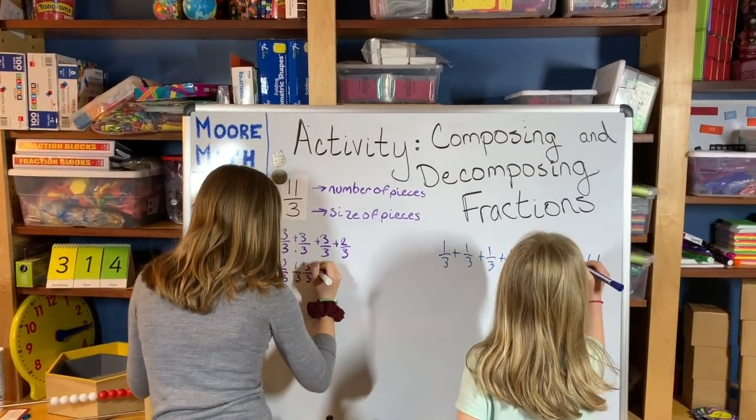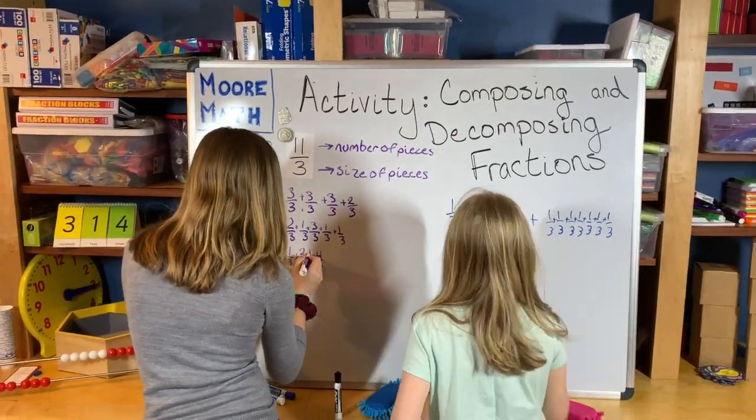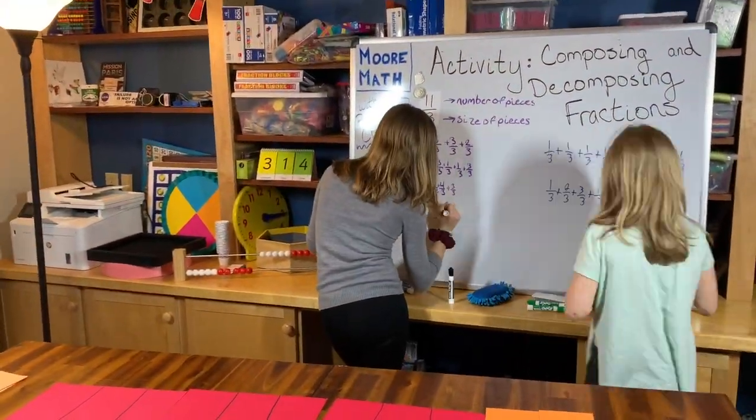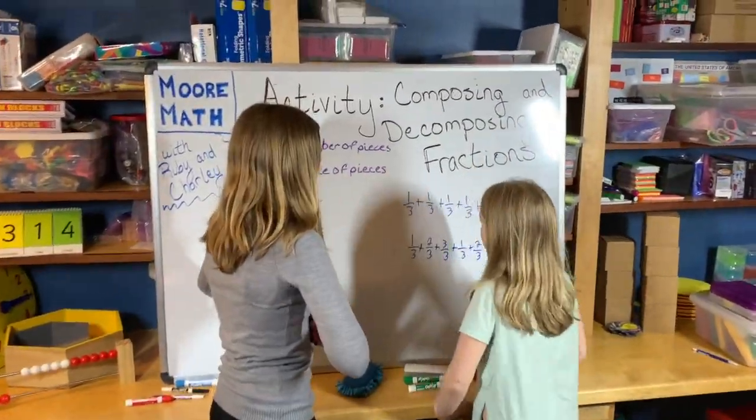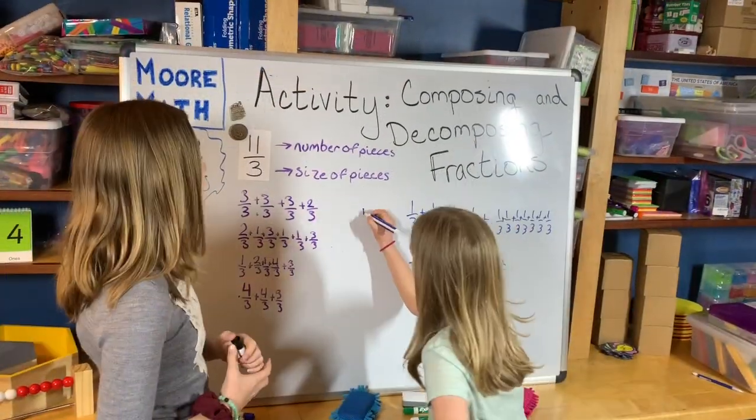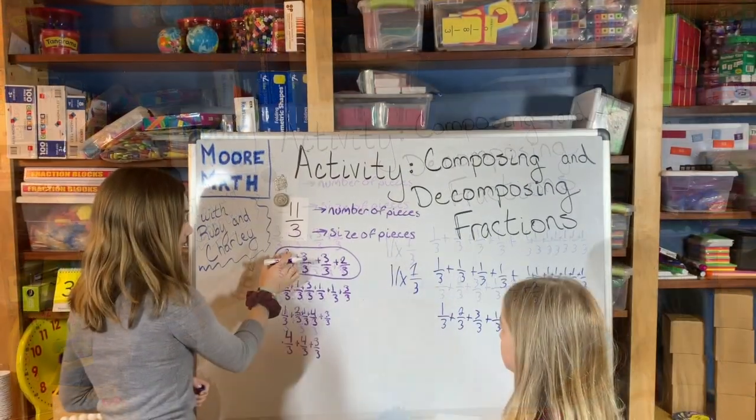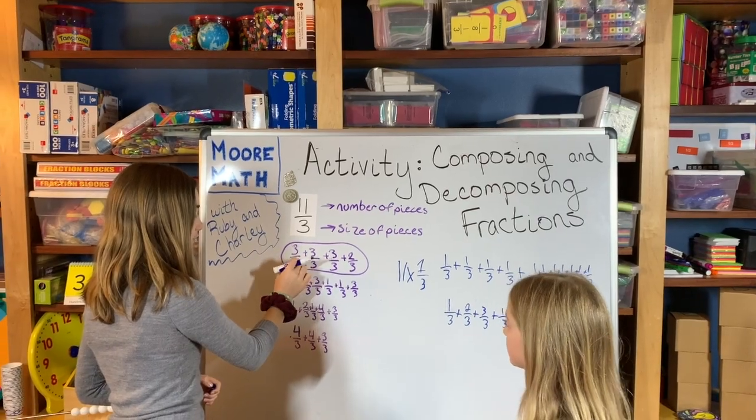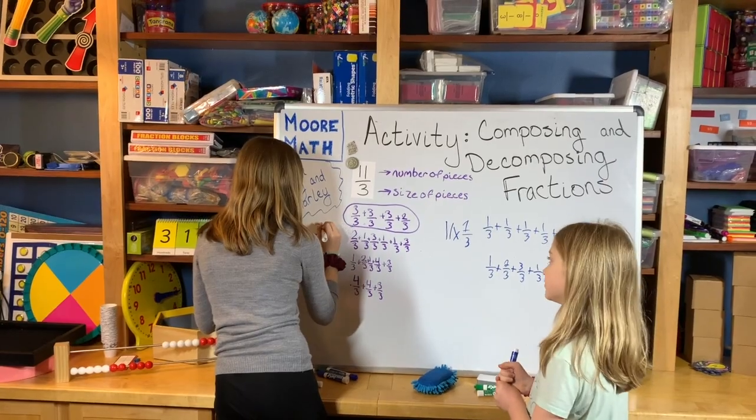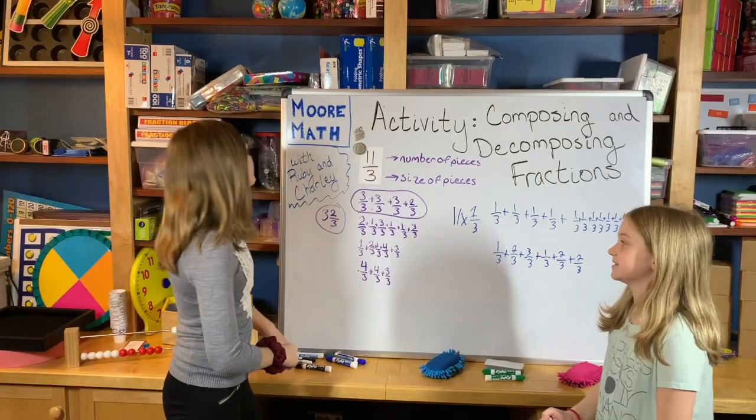We could do 1/3 plus 1/3 plus 1/3 plus 1/3 plus 1/3 plus 1/3 plus 1/3 plus 1/3 plus 1/3 plus 1/3 plus 1/3. We have that many 1/3s added to each other. 11 times 1/3. Over here, we know that 3/3 is equal to 1. So 1 plus 1 plus 1 equals 3. So that's 3 whole numbers. Plus 2/3. So our mixed number would be 3 2/3.